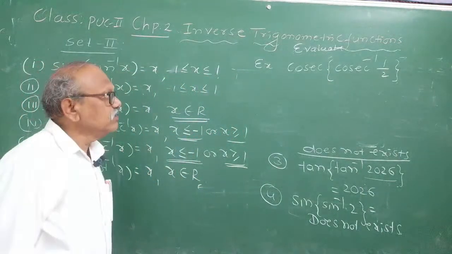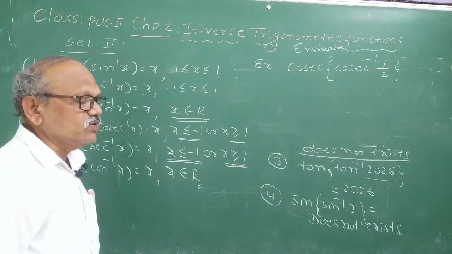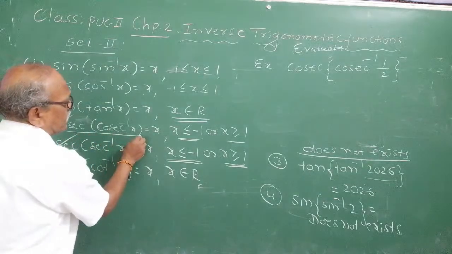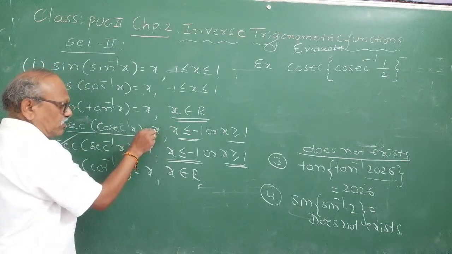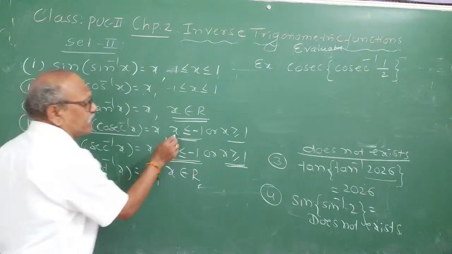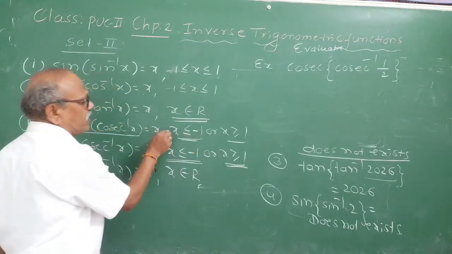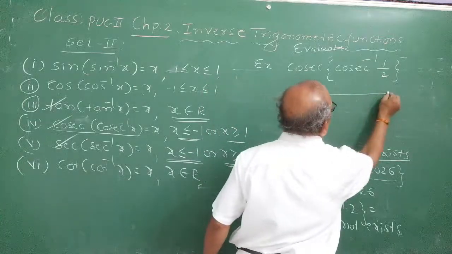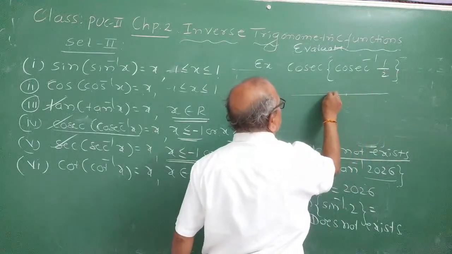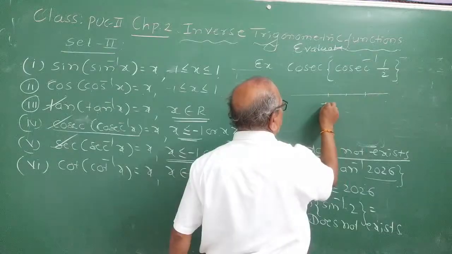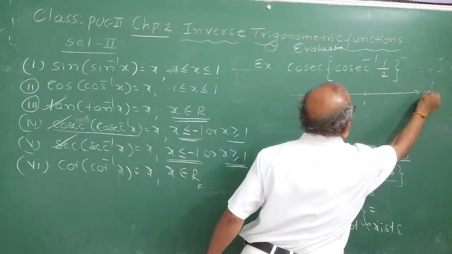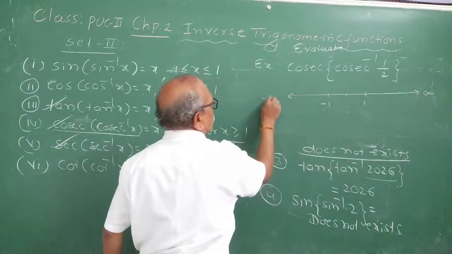What is the answer? Cosec inverse 1 by 2. Now observe the restriction. Cosec inverse of x is defined, provided x is less than or equal to minus 1 or x is greater than or equal to plus 1. Observe, where does this 1 by 2 come? See, minus 1, plus 1. This will go up to infinity. This will go up to minus infinity.